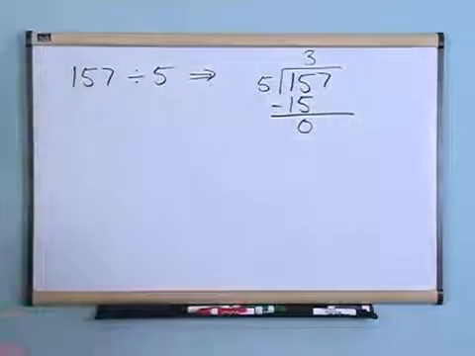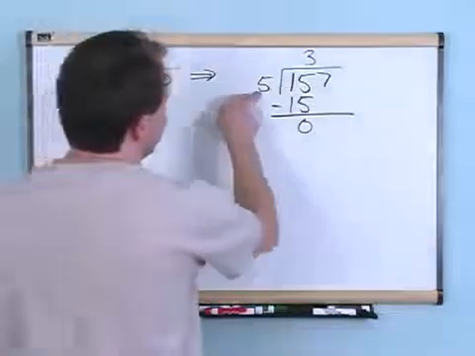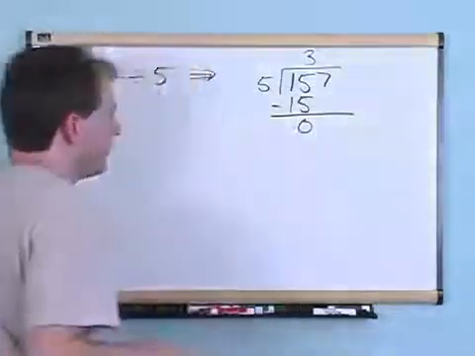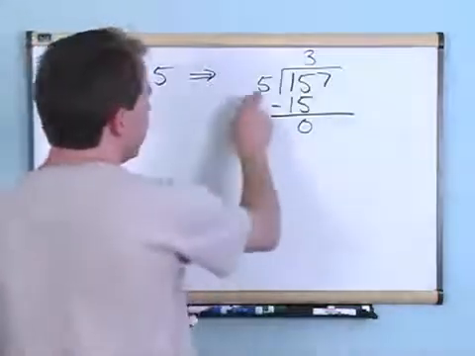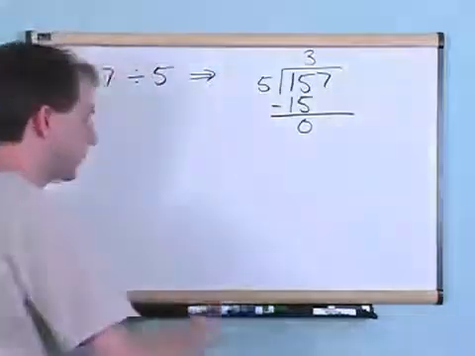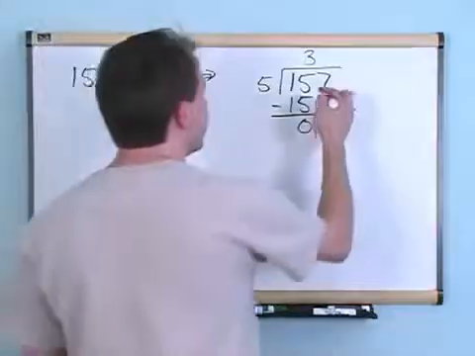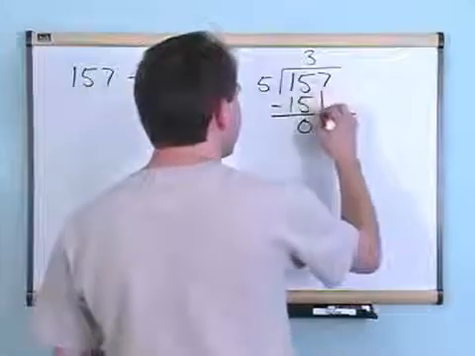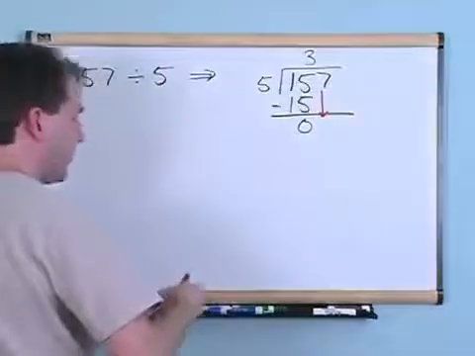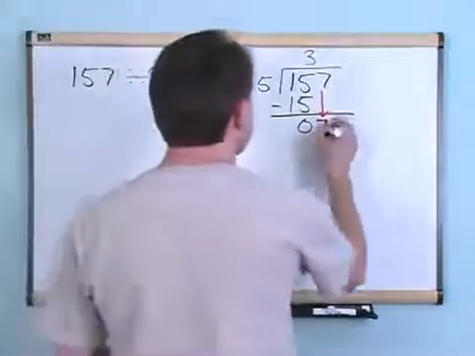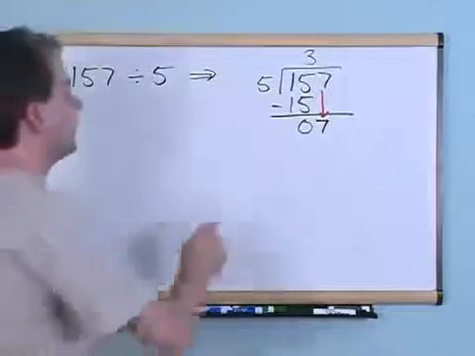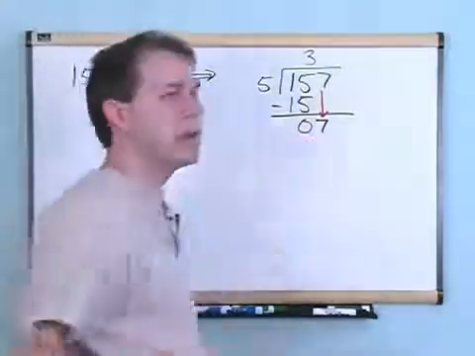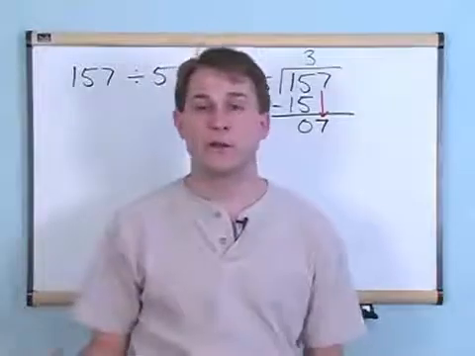Okay? Now the next thing you do, just like always, is you say, well, can I take 5 and divide it into 0? Of course you can't, because 0 is less than 5. You can't divide a bigger number into a smaller number. So you really can't do anything there, but you have this 7 here, which is always the next thing you should be looking at, and you go ahead and drag that 7 down here. Okay? So next thing you ask is, can I take 5 and divide it into 7? How many times will 5 go into 7?